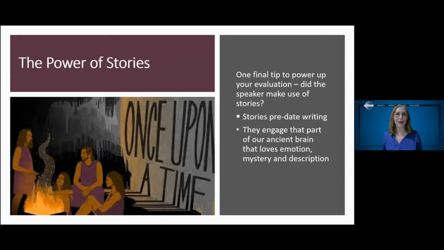I still remember as a little girl opening a book, reading the words once upon a time and feeling a sense of excitement because I knew that there would be princesses and dragons and all kinds of wonderful things about to happen. There's part of our primitive brain that still loves stories because stories predate writing. I'm from Australia, for example, and the Aboriginal people 40,000 years ago were sharing the creation of the universe through stories that they passed on from generation to generation. That part of us still loves emotion, mystery, and description that comes with stories. So do encourage speakers to incorporate stories into their speech.